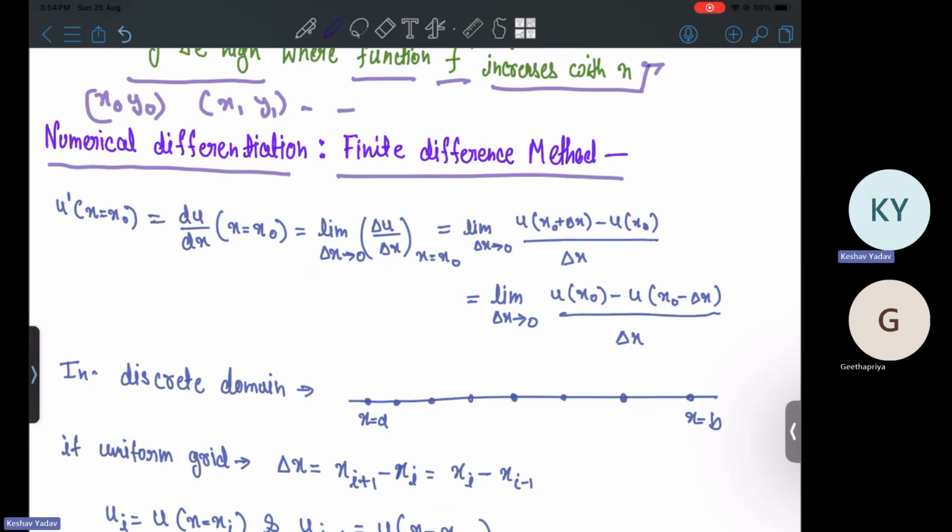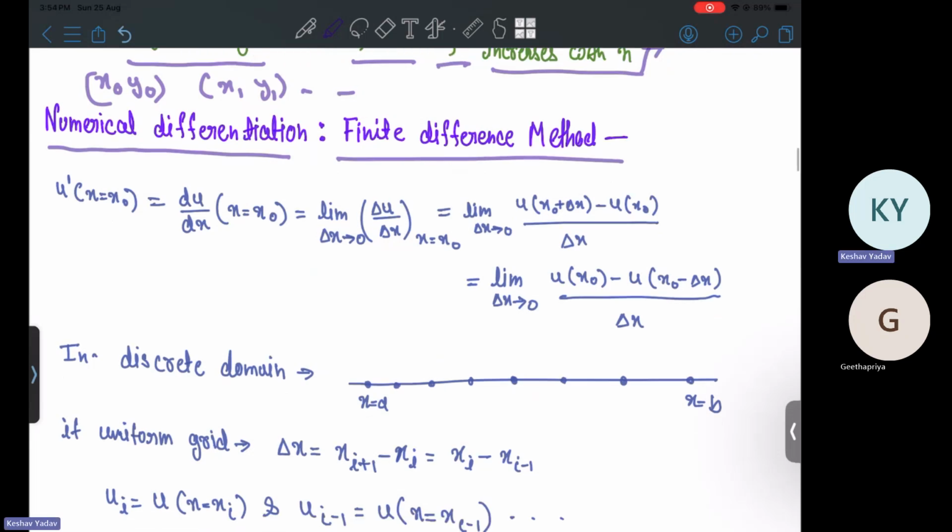Okay. So now we will move towards numerical differentiation. Okay. There we will discuss the finite difference method. Okay. Finite difference method.